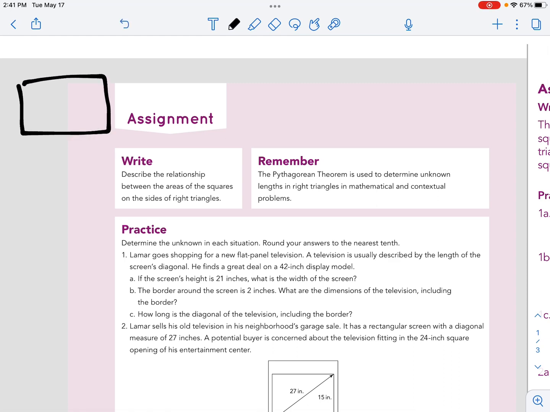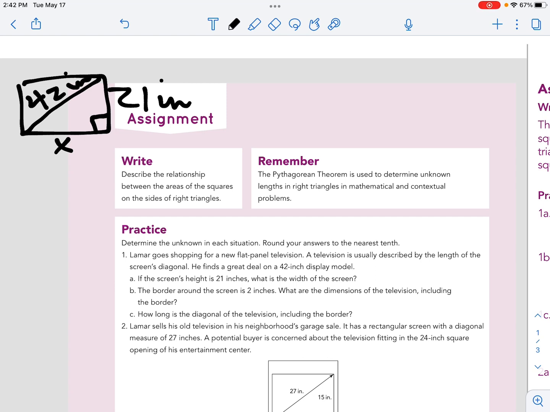Okay, and it says a television is usually described by the length of the screen's diagonal, so from here to here. He finds a great deal on a 42-inch, so that means this is 42 inches. And remember, when you have a TV, it makes a right angle. If the screen's height is 21 inches, what is the width?